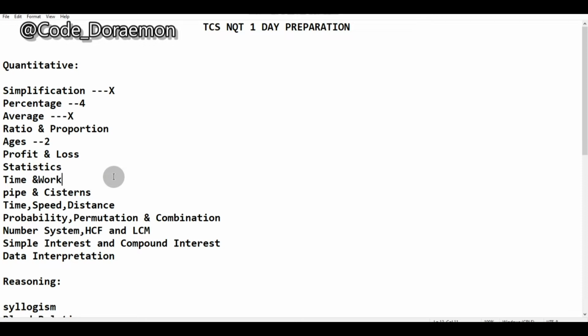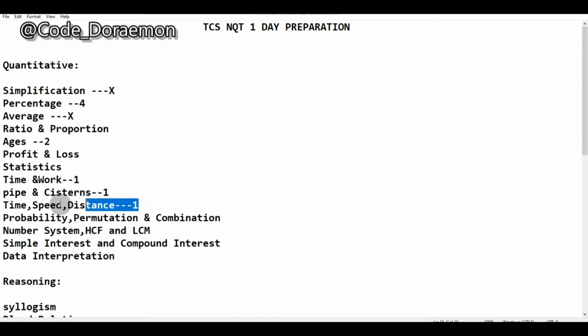This time and work is the most important one, because this will majorly take part in the quantitative side. This is the first thing you have to learn when you start preparing for the NQT exam. And pipes and cisterns, this question will also be asked in the format of a running tap model. So you can also learn this one on priority. So time and work is on priority, and pipes and cisterns are also on priority.